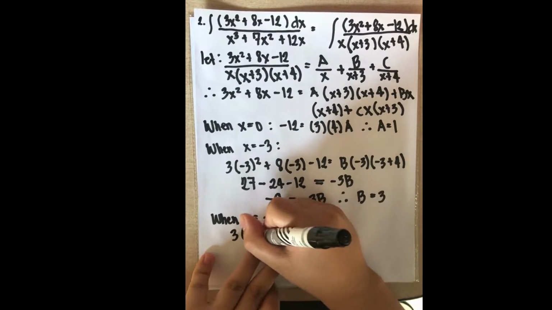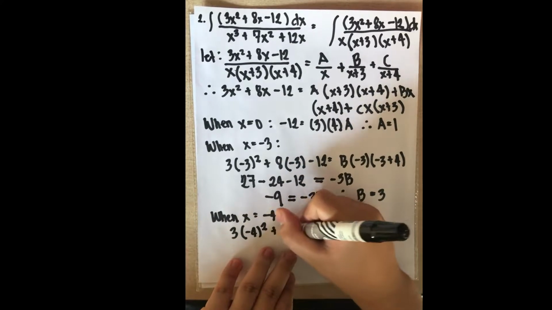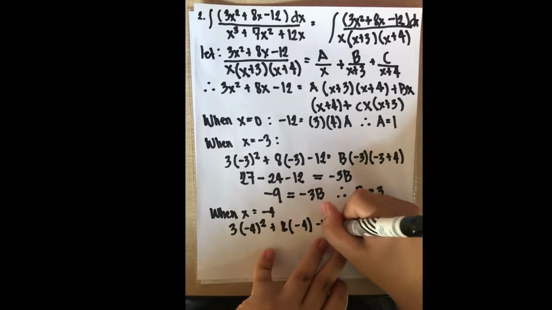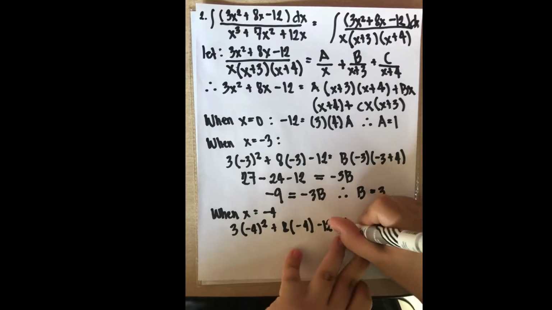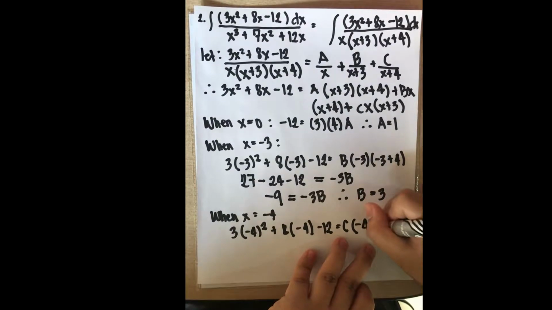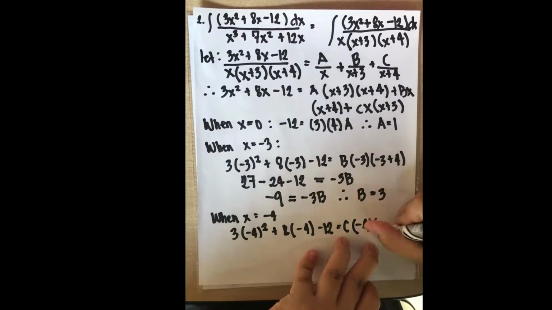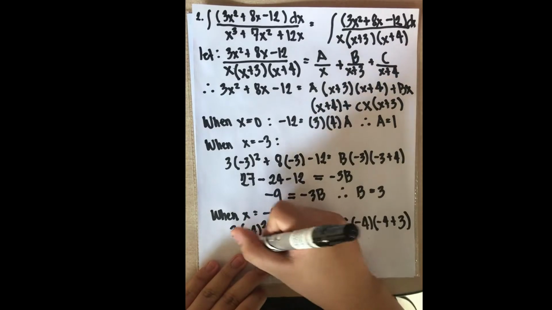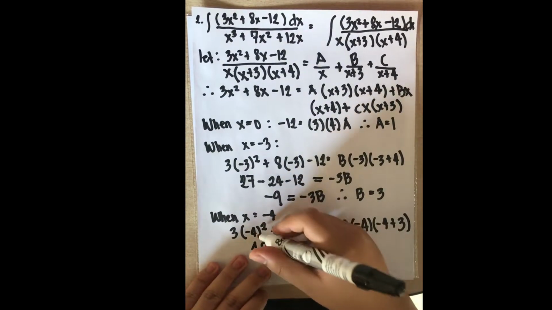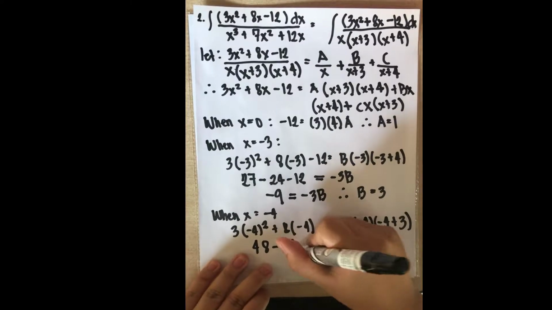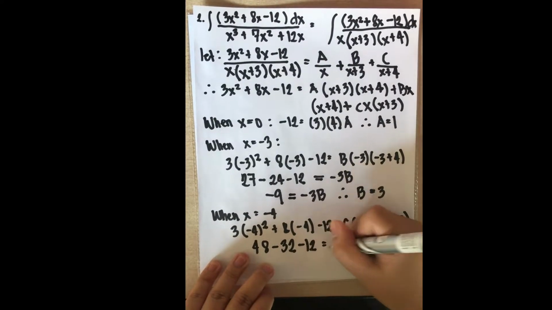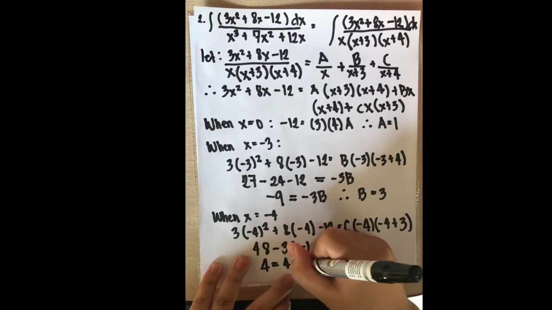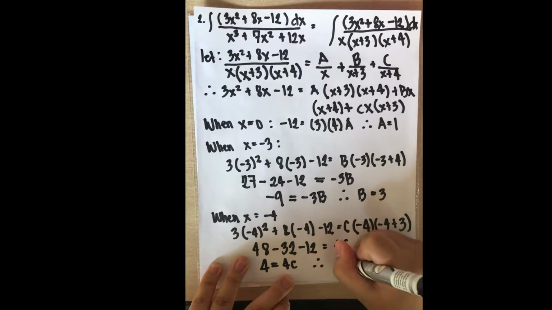When x is equal to negative 4, substitute: 3 times negative 4 squared plus 8 times negative 4 minus 12 equals c times negative 4 times negative 4 plus 3. So 48 minus 32 minus 12 is equal to 4c. Simplify again: 4 is equal to 4c. Therefore, c equals 1.